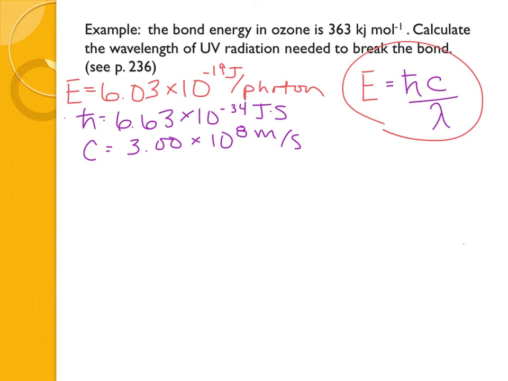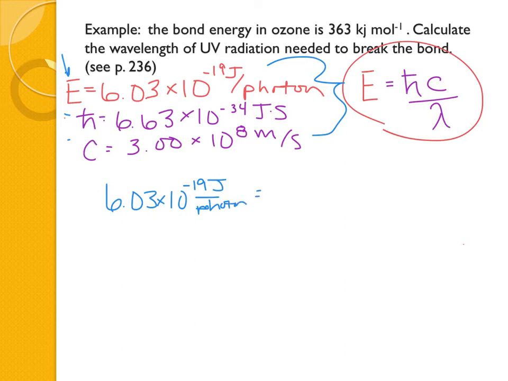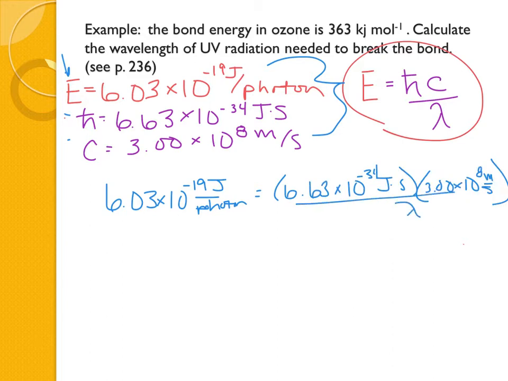I had to make a little space here. I've got the energy that we just solved for, and our two constants, and I want to plug all of this into our energy formula. On the left hand side we've got the 6.03 times 10 to the negative 19th. On the right hand side we have our two constants over the wavelength. With the wavelength in the denominator, we multiply both sides to get it out of there, and then to isolate our wavelength, we divide by our energy.